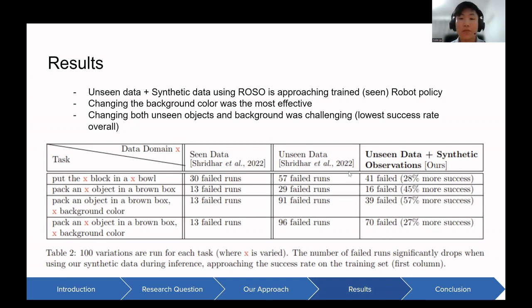We reran the failed runs for the unseen data task and combined it with synthetic data observations. This yielded better success rates overall. The key takeaways are that using this synthetic data pushed ROSO into approaching the trained robot policy. We also observed that changing the background color was the most effective, while changing both the unseen objects and backgrounds was the most challenging overall and resulted in the lowest success rate increase.